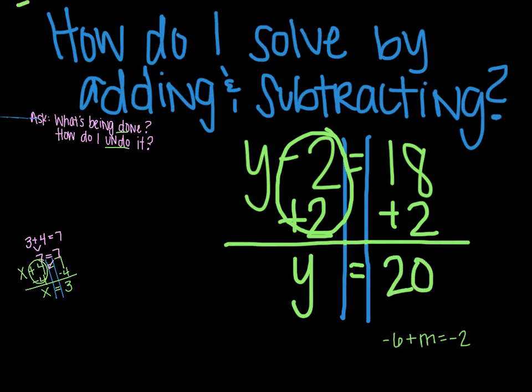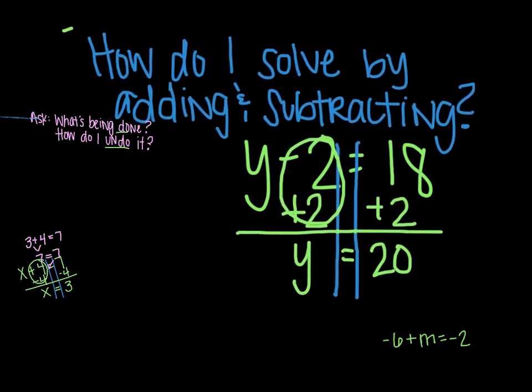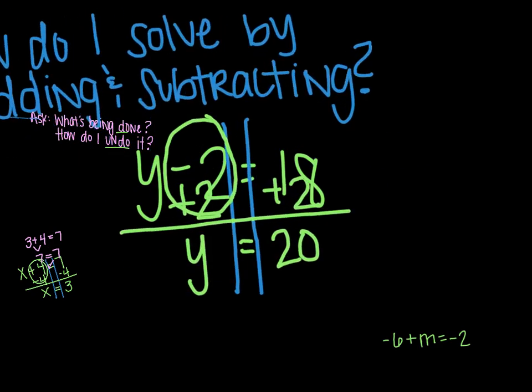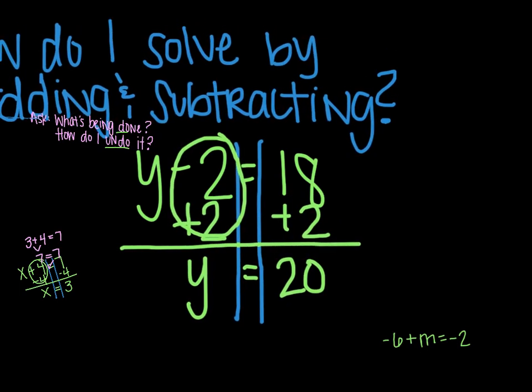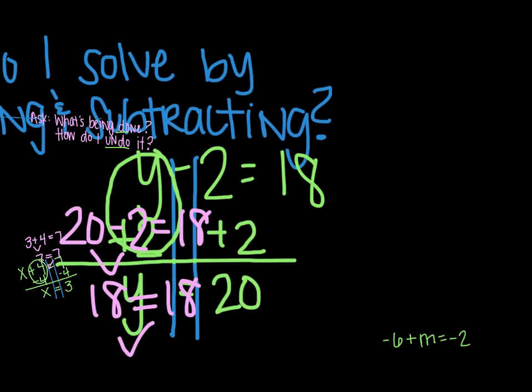so y equals 20. Now I have to check my solution to make sure it works. So what I'm going to do is take that original problem, so y minus 2, and plug in the 20. So I now have 20 minus 2 equals 18. 20 minus 2 is 18, and 18 equals 18. So that is a solution I know I have solved correctly.